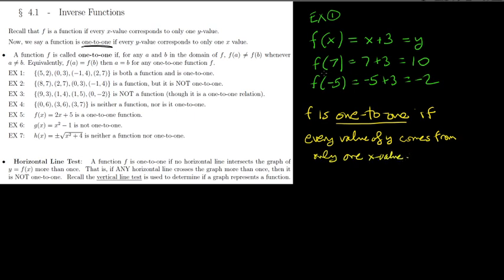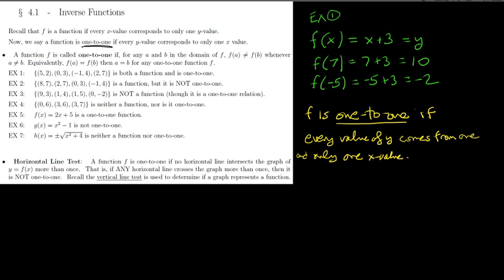So don't get confused with function. This doesn't mean it's a function. F is a function if every value of x has only one y value. Here it's the reverse. Every value of y comes from one and only one x value. All right, so what does that mean?